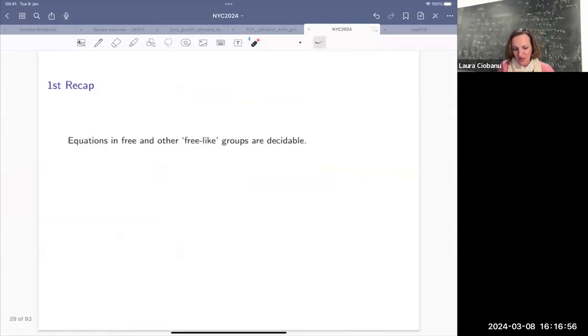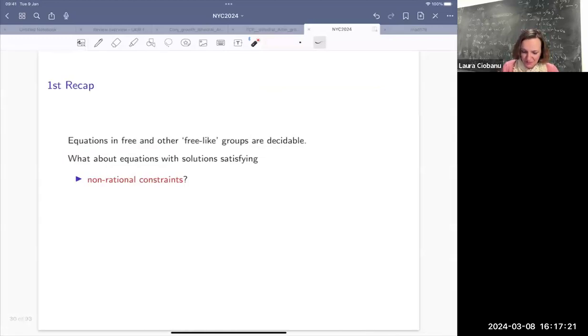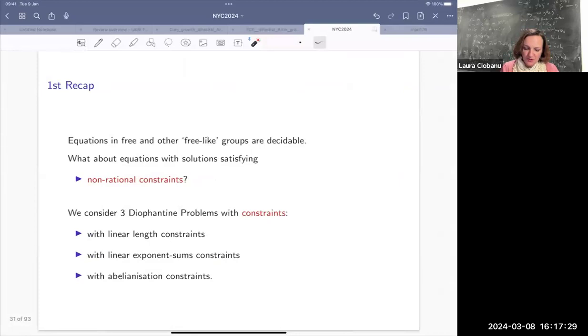So 3 questions. There's a reason why I have these 3 questions that I'll come to in a moment. But the first recap is that if you're looking at equations in free groups, free monoids, and free-like structures such as hyperbolic groups and so on, equations are decidable. Classically, by the work that I mentioned before by many people, very important results. But what about equations with non-rational constraints? And as I said, I'm going to look in particular at these 3 types: length, exponent sum, and abelianization constraints.